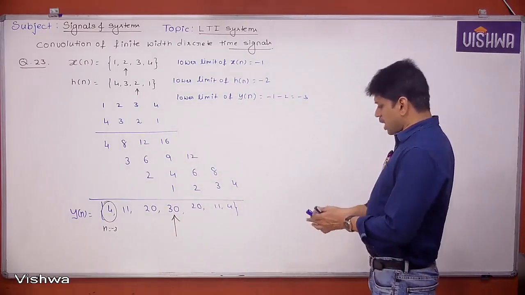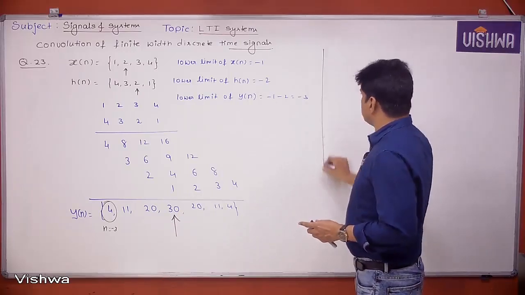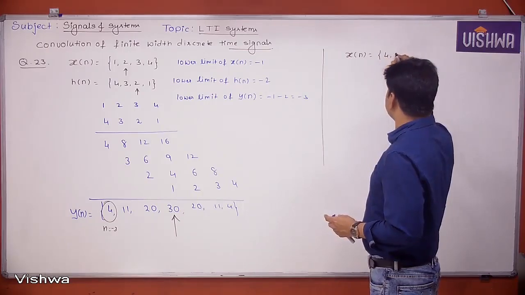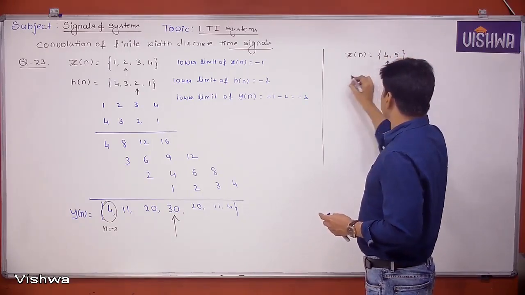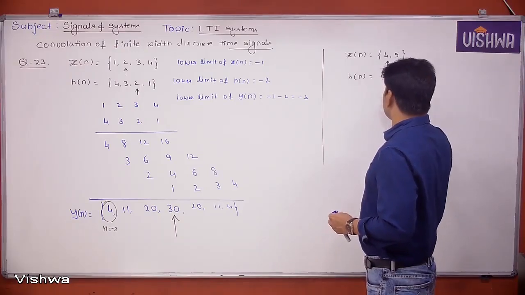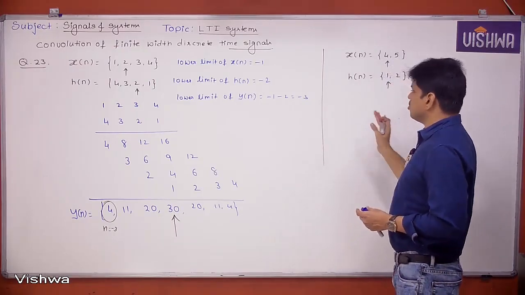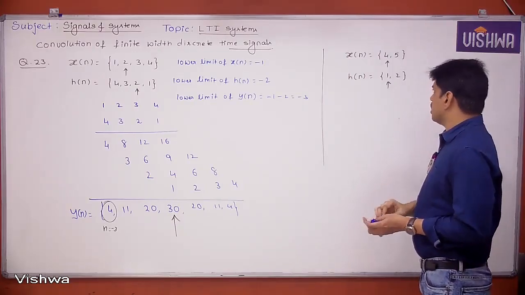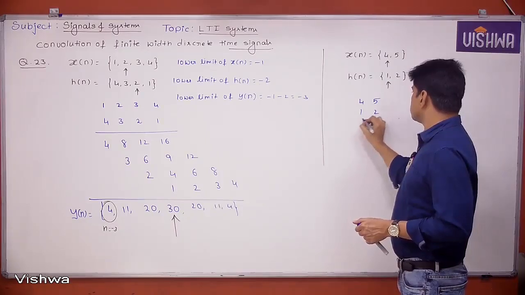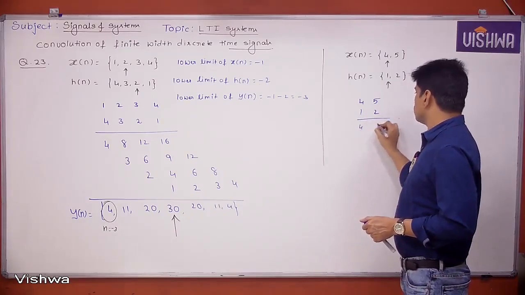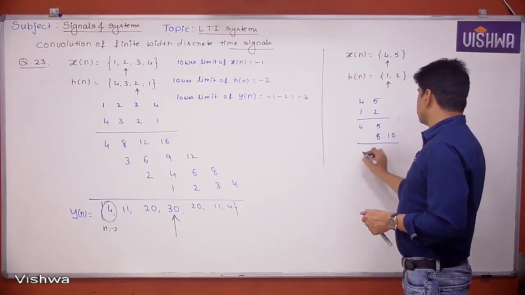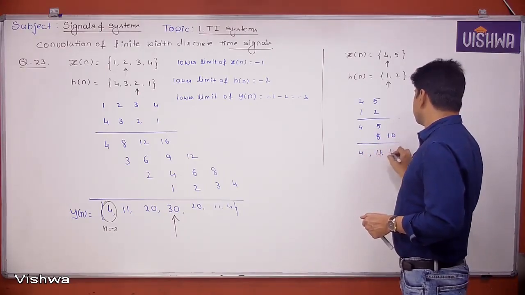So let's say we already did one problem. Let's say x of n is equal to 4 comma 5, and h of n is equal to 1 comma 2. You might remember, this problem we have already done. Can you solve this problem with the same method? Yes, we can do it. Don't worry, just write 4, 5, 1, 2. Multiplication with 1: 4, 5. Multiplication with 2: 8, 10. Then if you add them: 4, 13, 10.